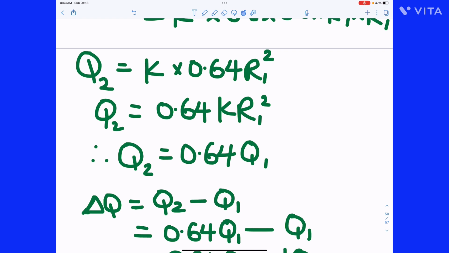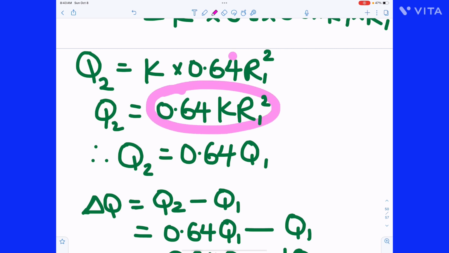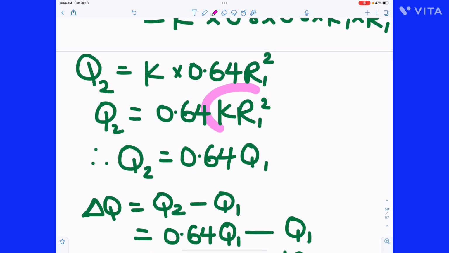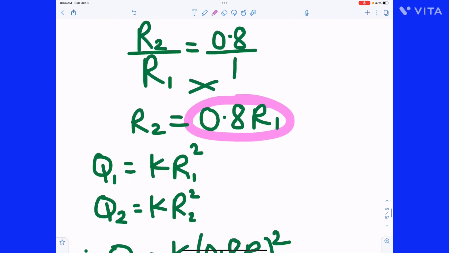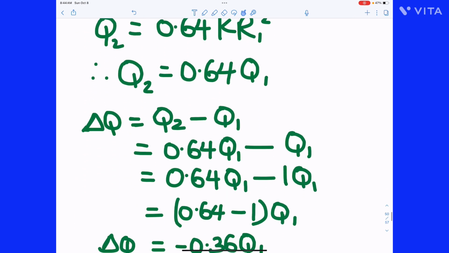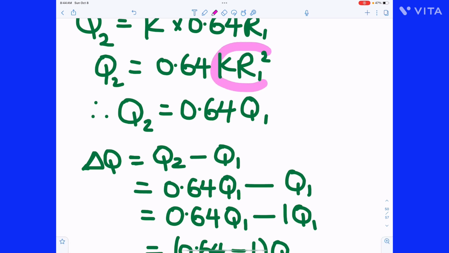Rearranging, this will be 0.64 K R1 squared. Now look at this very well. The value K times R1 squared is the same thing as Q1. So we can replace K times R1 squared with Q1, so that Q2 is now equal to 0.64 times Q1.